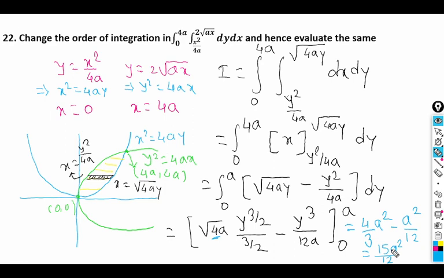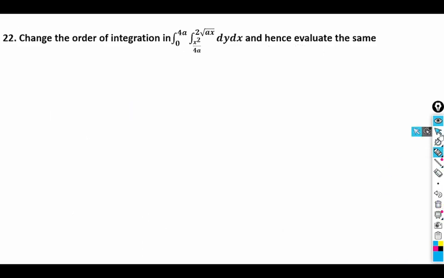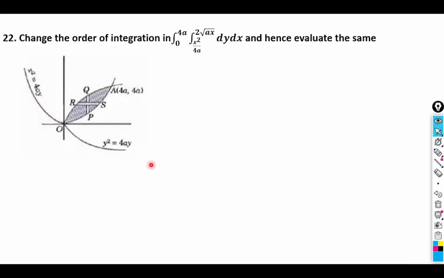So you can simplify. It's 5 by 4a square. So the final answer is 5 by 4a square, because you can cancel 3. 3 4s are 12, 3 5s are 15. So 5 by 4a square will be the answer. I will show the answer here, the textbook solution. So the solution is like this.